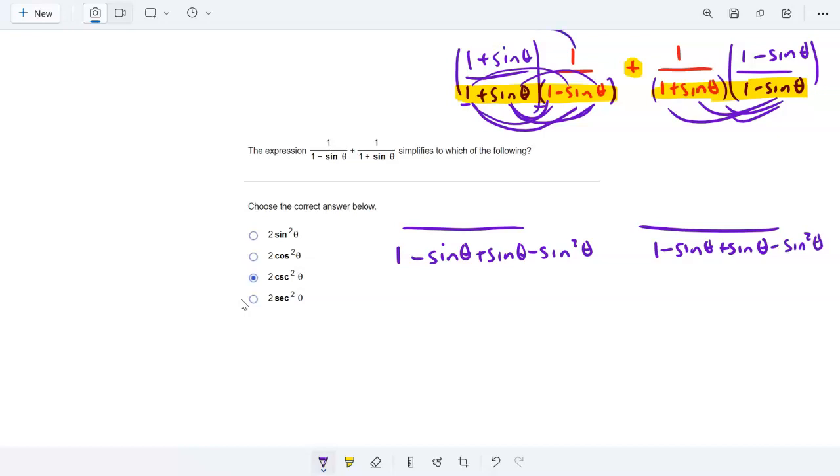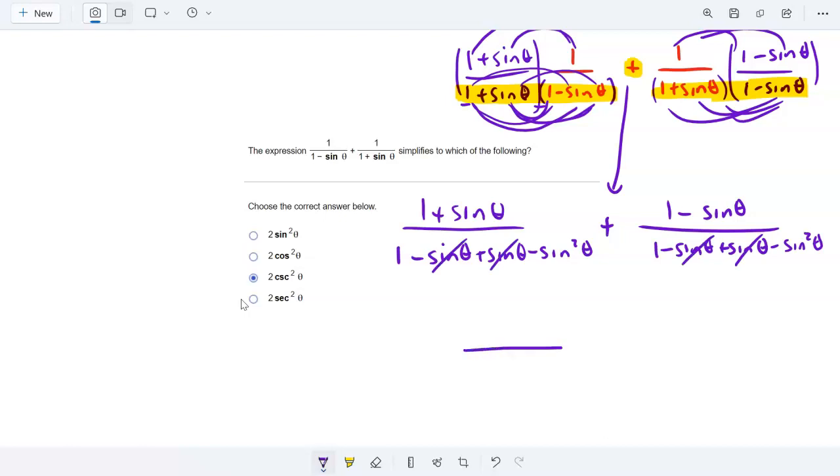And now up top, I would distribute the 1, which isn't going to change anything, so it seems kind of pointless there. And the same thing, distribute the 1 here. And now I bring down that plus sign. And now that I have a common denominator, I can actually add those. But I'm going to do one more thing before I add. I see I have a negative and a positive sine theta, so that's going to cancel out. So my denominator now is just 1 minus sine squared theta in both of those.